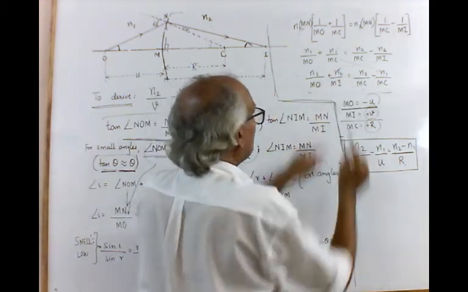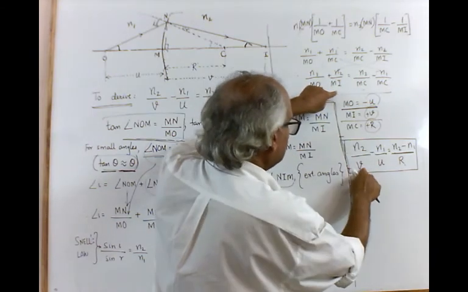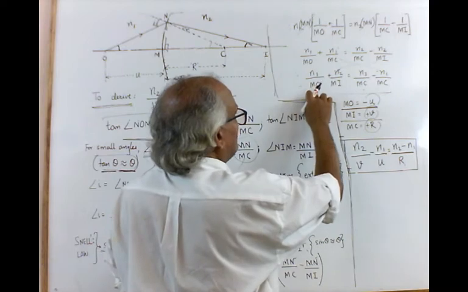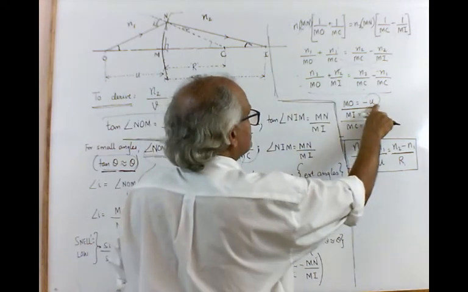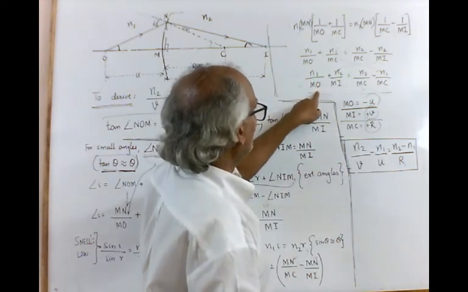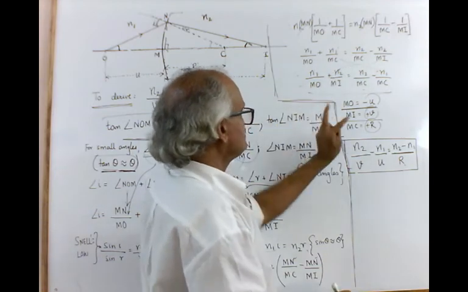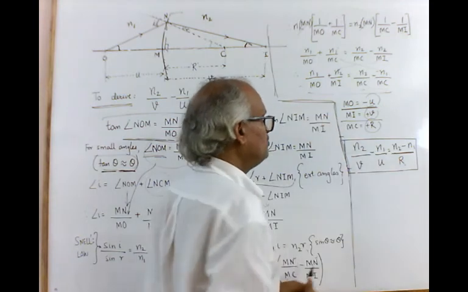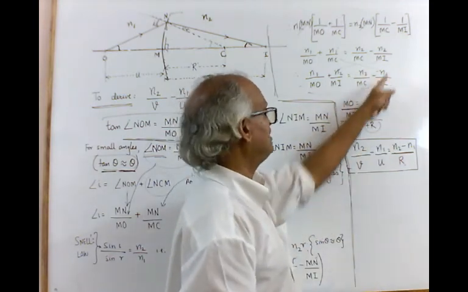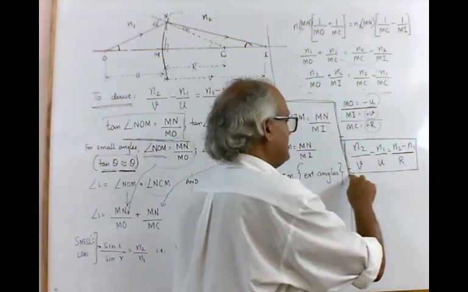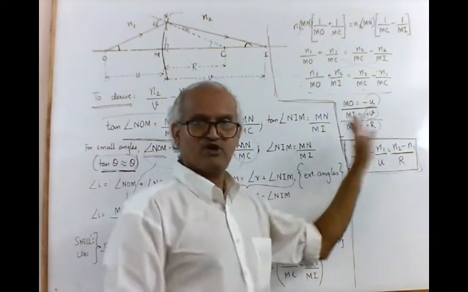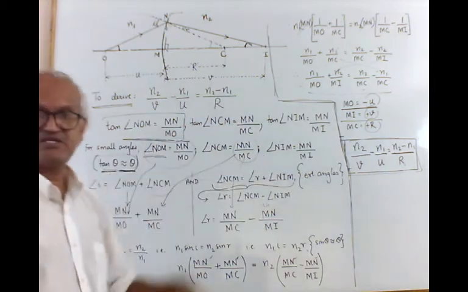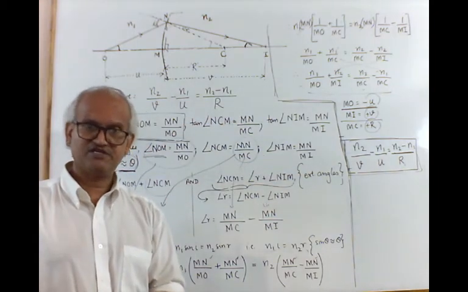So N2 upon V ये positive है और ये minus U होने वाला है. MO is minus U. So minus N1 upon U plus N2 upon V, जिसको rearrange करके हम लिखेंगे N2 upon V minus N1 upon U is equal to N2 minus N1 upon R. And that is the final result that we wanted and we have obtained this relationship. This is the discussion and explanation related to this particular derivation.